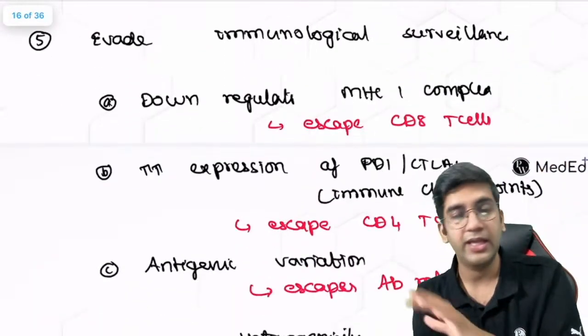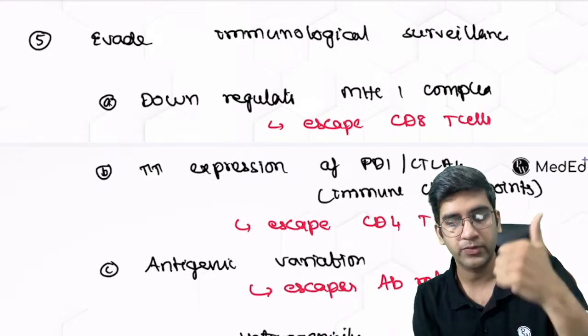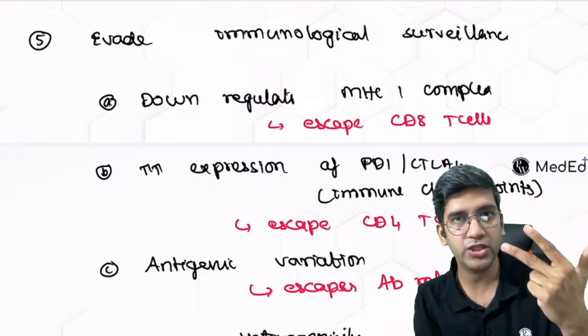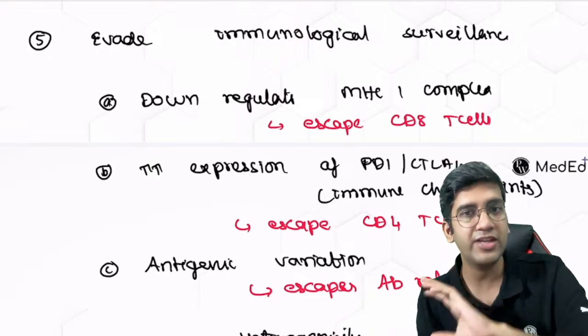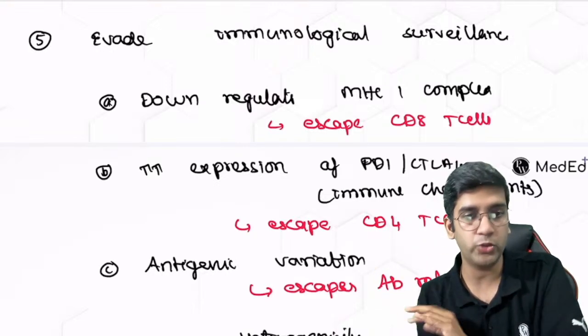Fine. Okay. Evasion of immune surveillance. You have downregulation of MHC, increased PD-L1, PD1 and CTLA4, and you have antigenic variation, and you have tumor heterogeneity. These are the ways by which it can either escape or make sure it nullifies the immune response, right?